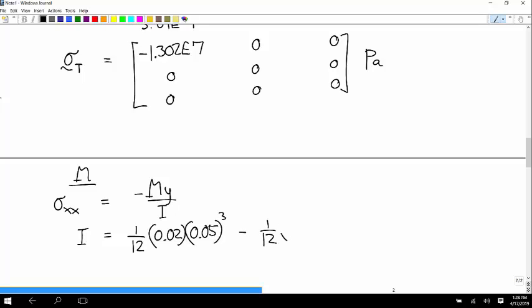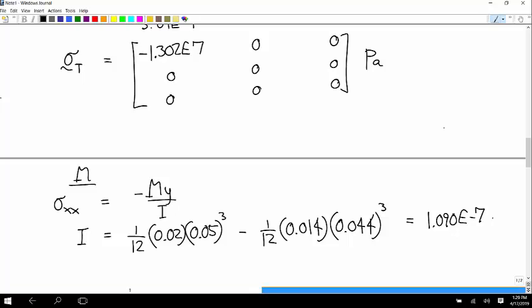minus 1/12 times the base of the inner rectangle, 0.014, times 0.044 cubed. And if you calculate that, you get 1.090 times 10 to the minus 7 meters to the 4th.